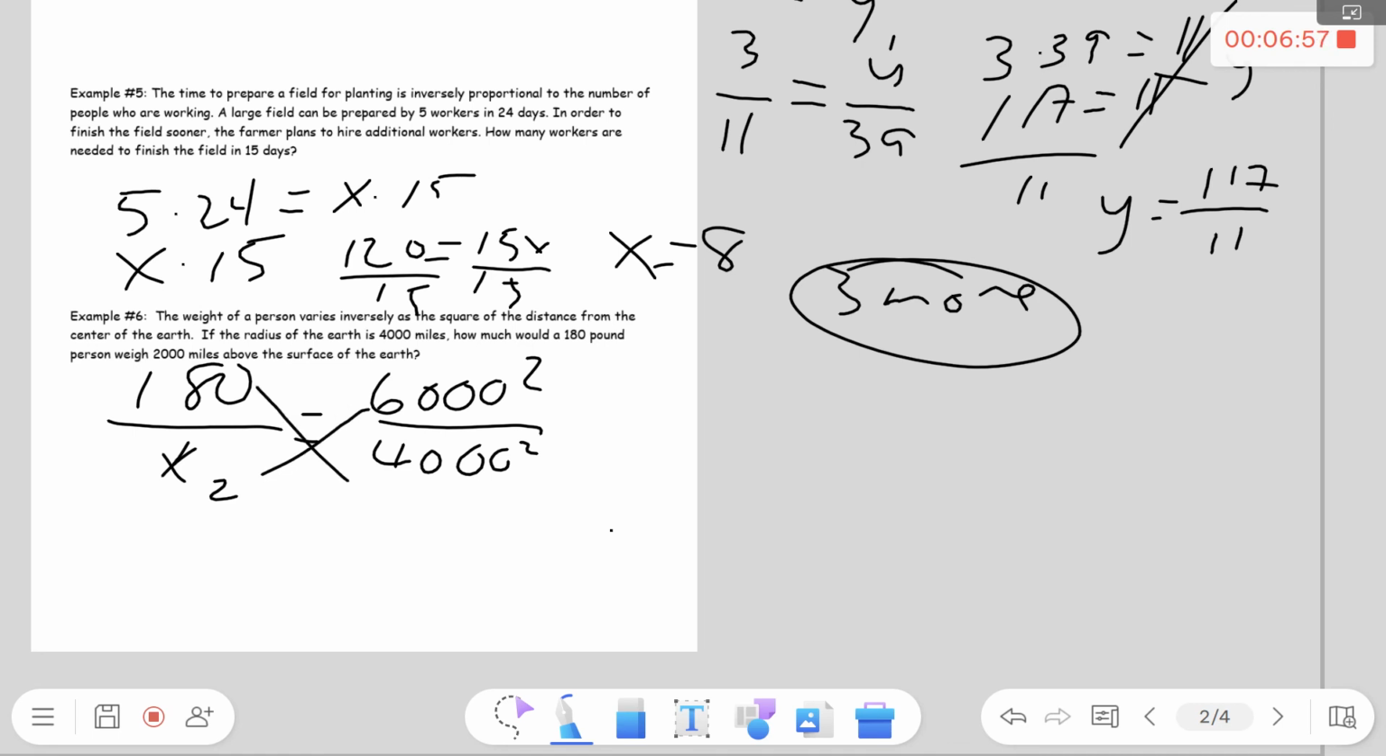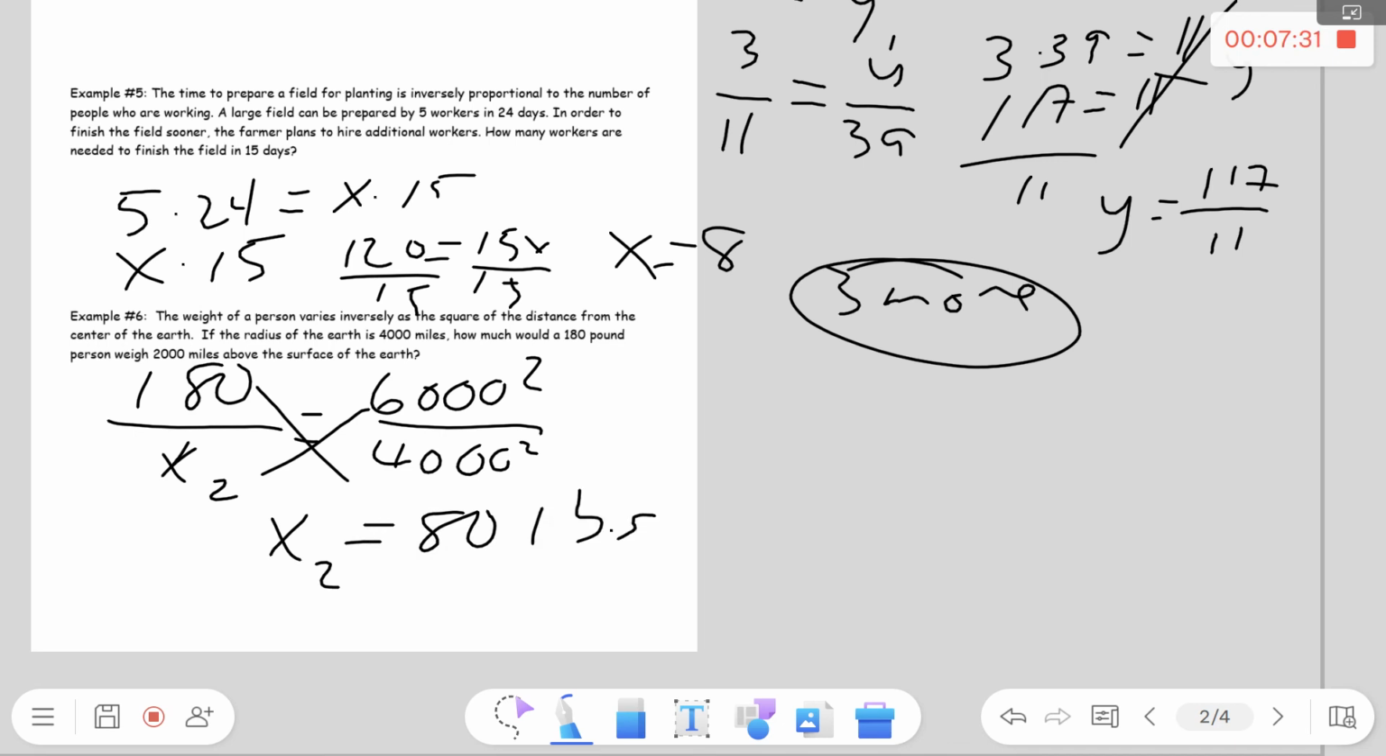You cross multiply, right? So a person who's 180 pounds at ground level now needs to be 2,000 above that. And at 2,000 above that, you now have to square that number. So when you cross multiply and divide, you're going to end up with these giant numbers. This is all straight calculator work. So you end up with your x coming out to be 80 pounds. Very simply in your calculator, you can do 180 times 4,000 squared, and then divide that by 6,000 squared, and the person would weigh 80 pounds.